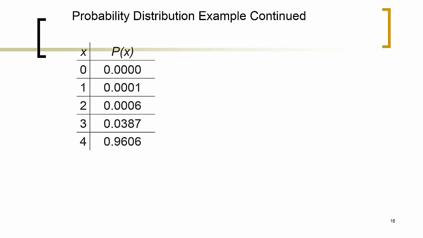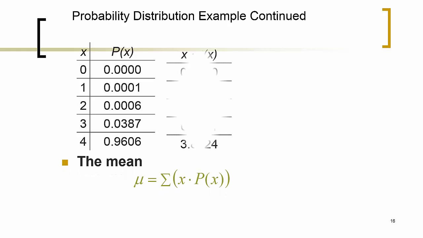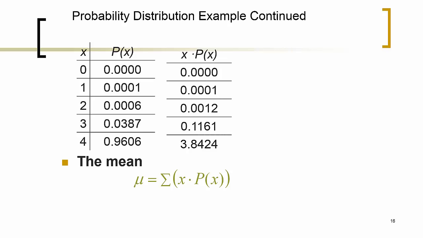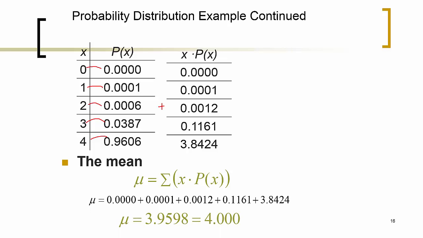Now let's find the mean. The mean is the sum of x times p of x. So I need to multiply the x times p of x together. I'm multiplying 0 times this, 1 times that, 2 times that, 3 times that, and 4 times that, and that gives me these answers. Then I add those together. So the mean is equal to 3.9598, or 4.